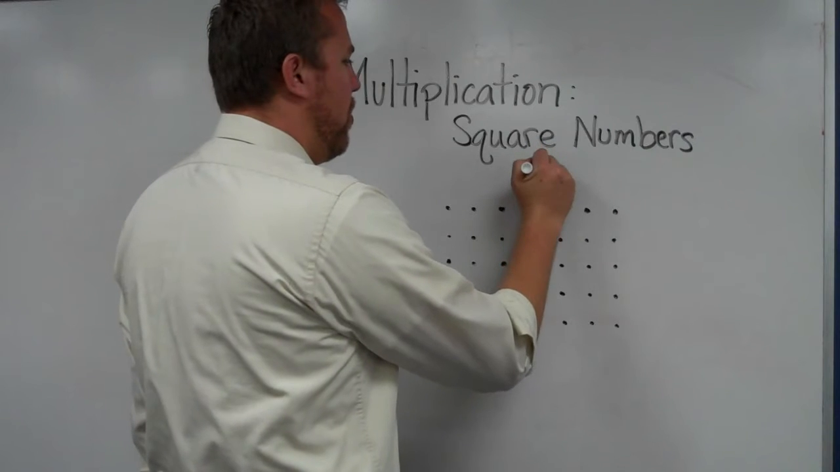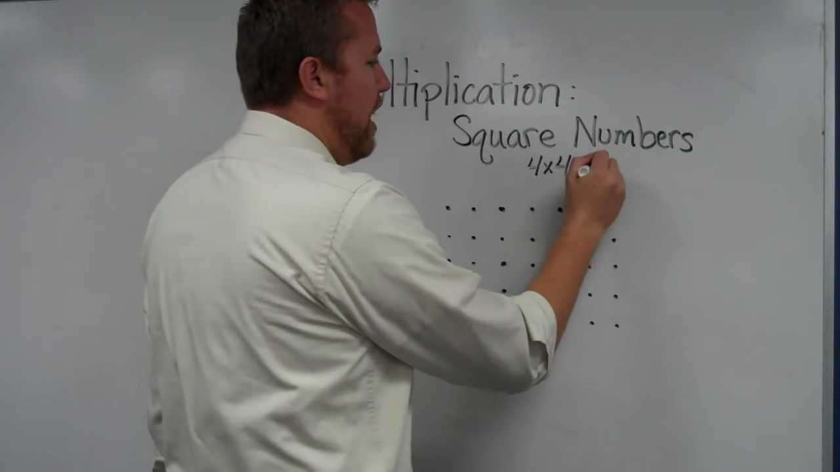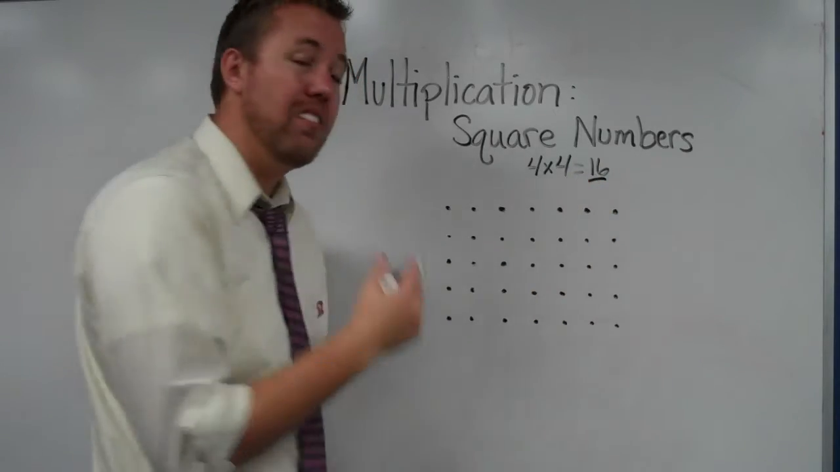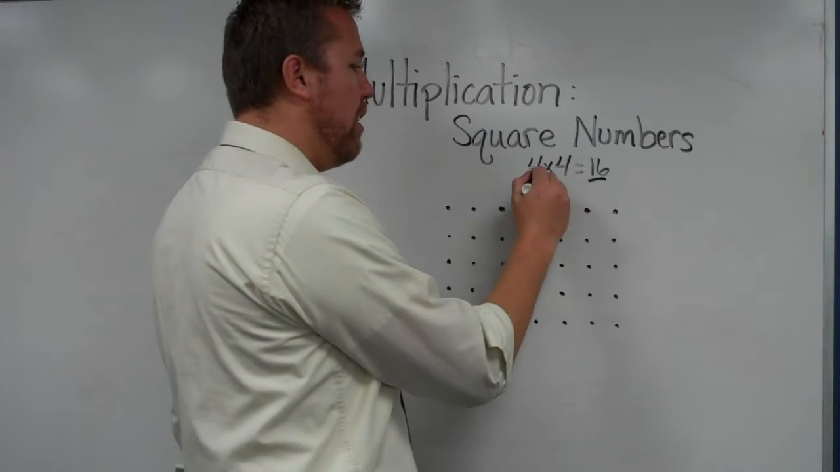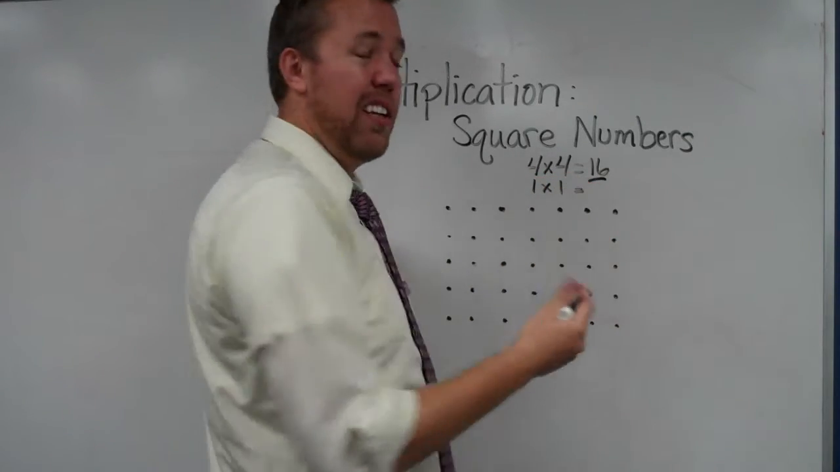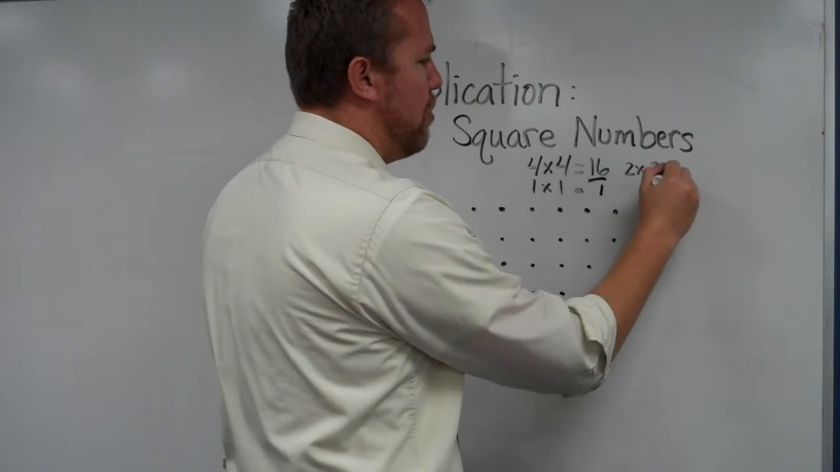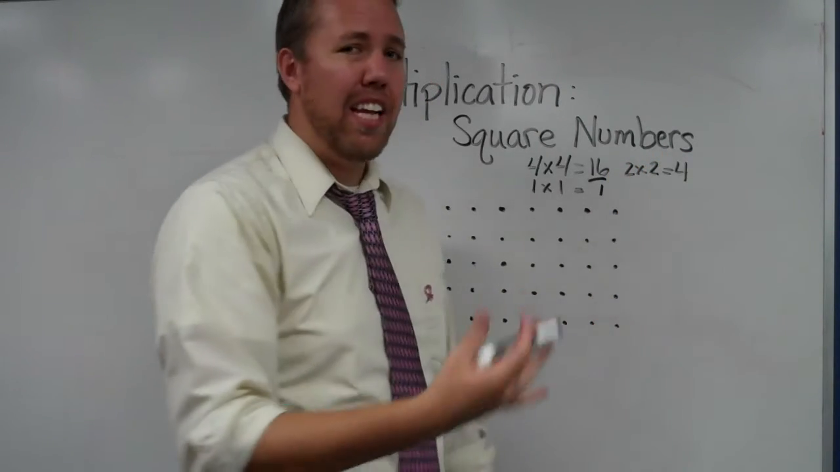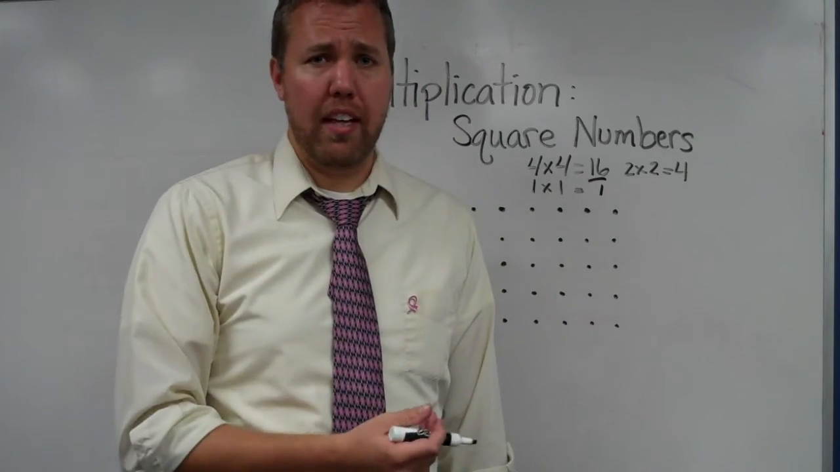For instance, 4 times the exact same, 4 times 4 equals 16. So we would say 16 is a square number. Okay? We can do this with anything. 1 times 1, the square number is 1. 2 times 2, the square number equals 4. Any number times itself works just like that.